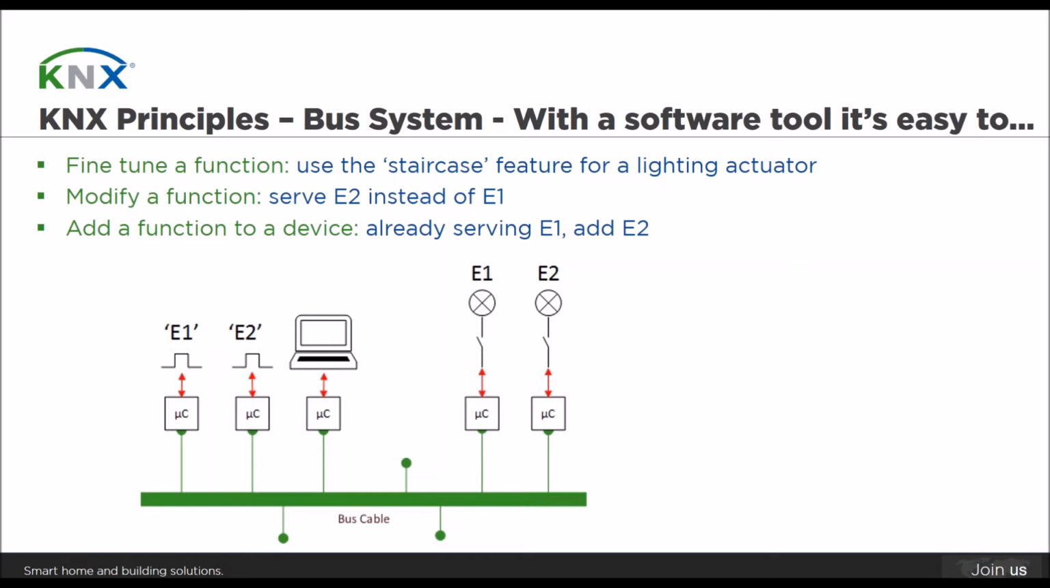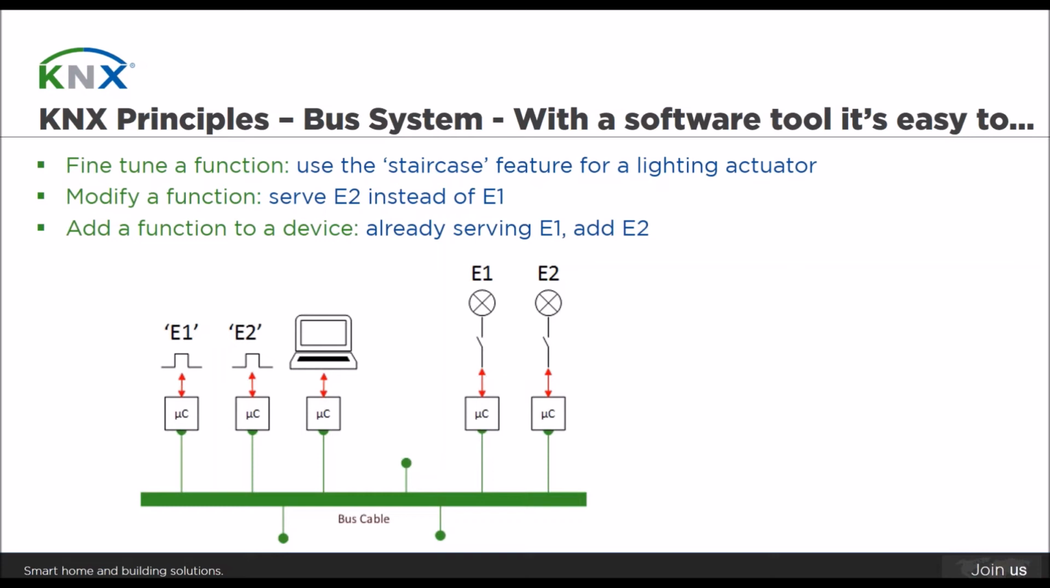Concretely, E1 has been set up as a lighting actuator and is a lamp that is switched on and off somewhere. And we would like to have the staircase feature. That could happen if E1 is, for example, installed in a corridor in an apartment building. So the desired behavior now is that this lamp will be switched off automatically after a while. For example, after 1 minute.